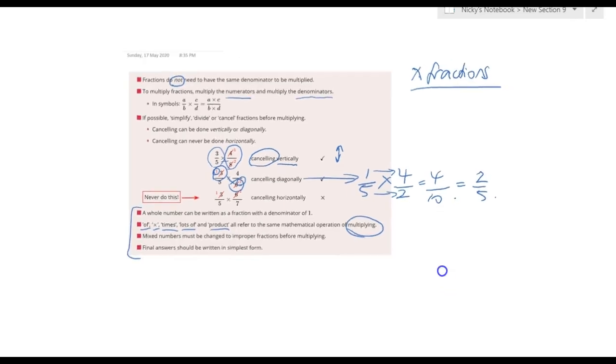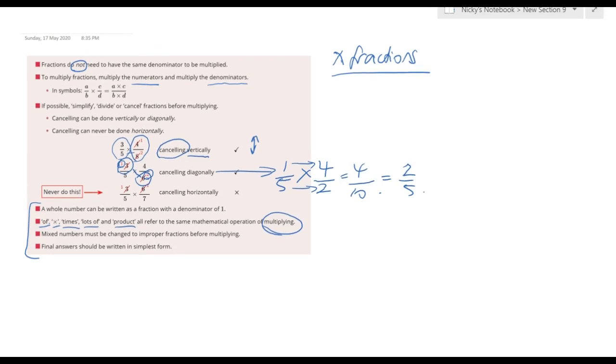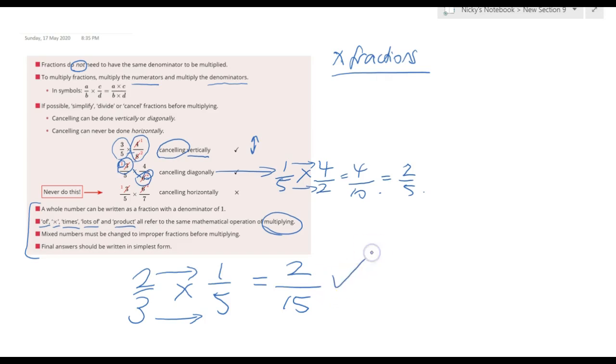So let's do some examples. My first example is 2/3 multiplied by 1/5. This is a simple example where I don't need to do any cancelling, and this is just to show you what you need to do. So 2 times 1, multiply my numerators, that's 2, and 3 times 5 is 15. Also for this answer, we always check if it's in its simplest form, and 2/15 is already in its simplest form, so there's nothing more to do.